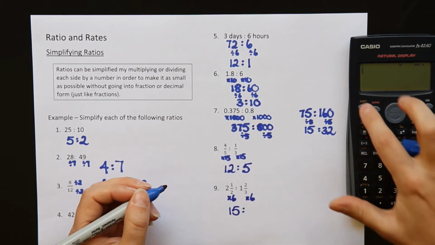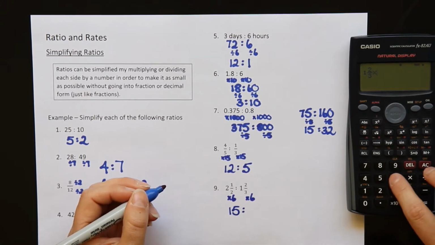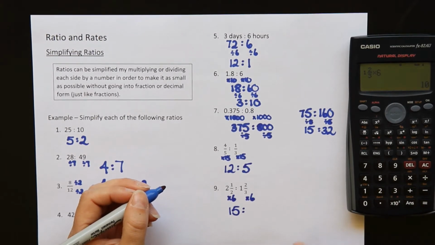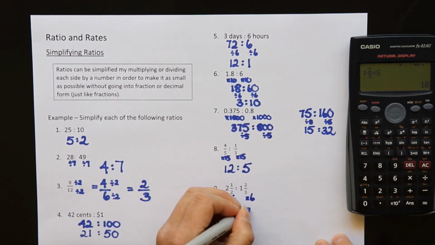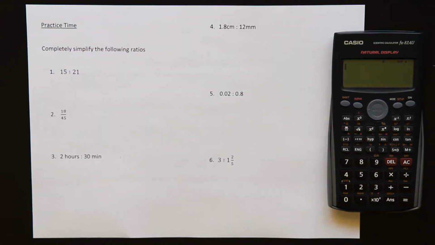And 1 and 2 over 3 multiplied by 6 gives 10. Okay, fractions are gone, but I can divide by 5, which will give me a 3, 2, 2 as the most simplified answer. Okay, so hopefully that was making sense.